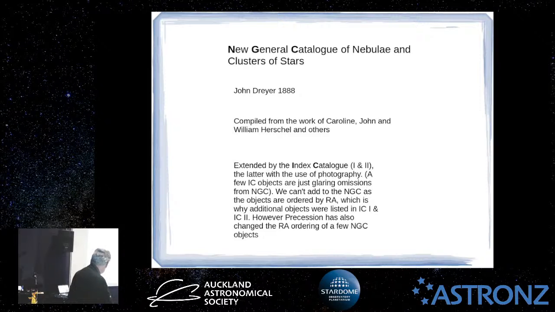Dreyer came along and they were starting to discover a lot of other objects that couldn't be seen visually but were coming up on photography in the early days. But the problem is the NGC numbers are in right ascension order. And you can see there's a bit of a problem there, because if you discover a new object between two objects you already knew about, do you say NGC 104.5 or something like that? So they decided they weren't going to do that.